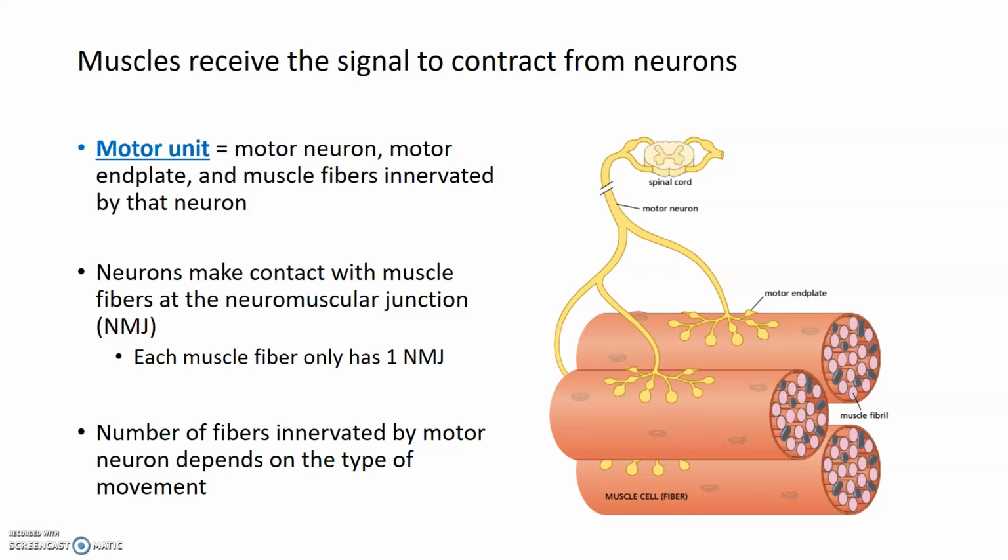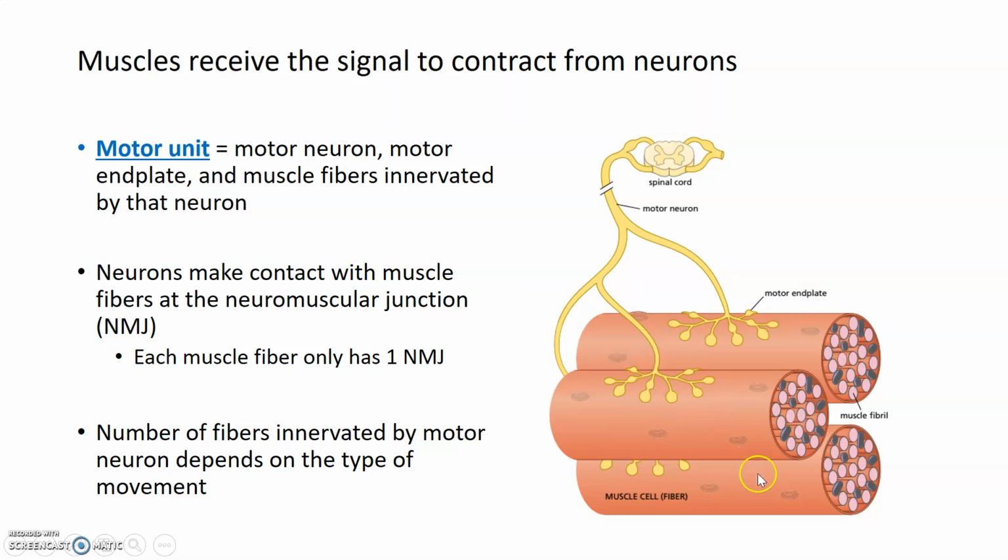And that signal to contract in a muscle cell is received from neurons, specifically motor neurons, right? And when we refer to this motor neuron as well as all of the muscle fibers or muscle cells that it innervates, we're referring to a motor unit, right? So you can see the motor neuron here in yellow, the muscle cells it innervates, or muscle fibers, as well as what are called motor end plates, which is basically the connection points between the motor neurons and the muscle cells, right? And neurons make contact with muscle fibers at a very creatively named place called the neuromuscular junction, right? The junction between neurons and muscles, right?